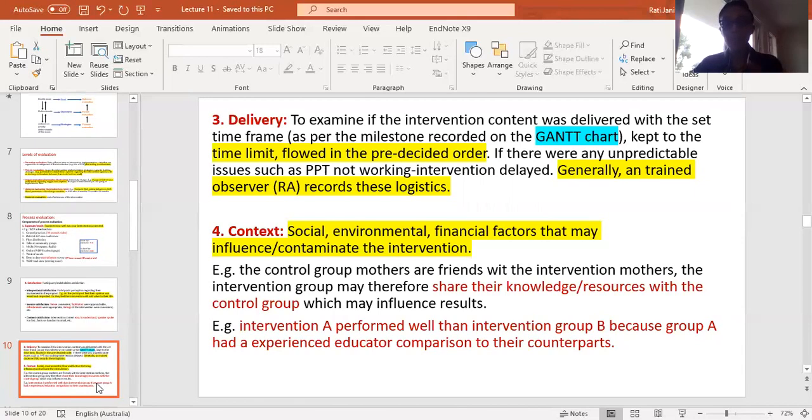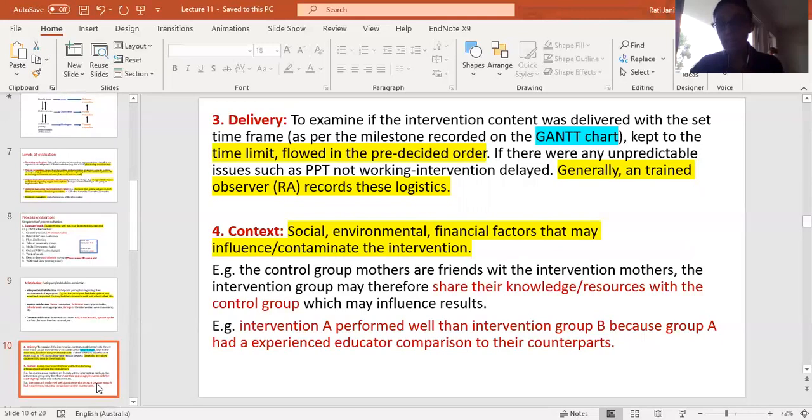Then, even during the intervention, was the delivery on time? Or did you spend a lot of time in the first section of your intervention, and for the last section you were just rushing things? Then, the individuals who were delivering the intervention, were they confident enough or not? These are the kind of things that come with delivery. So that is also a part of process evaluation.